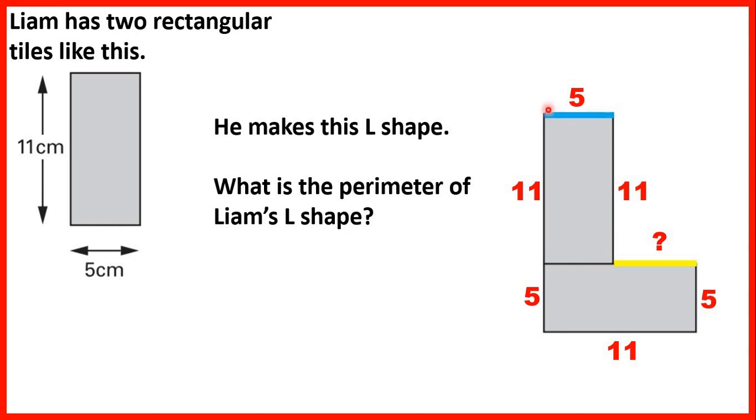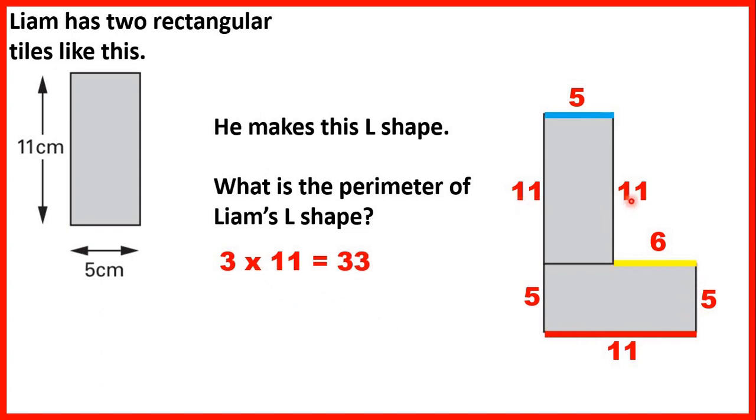But notice, we know that this length at the top is 5, and that this length at the bottom is 11, and 5 plus our missing length is the same length as 11. Now 5 plus 6 is 11, so we know that this missing length here must be 6 centimetres. So now to find the perimeter, we can find the distance around the outside.